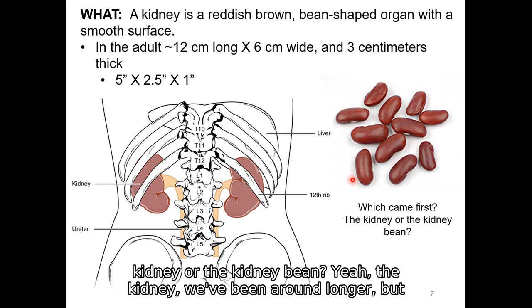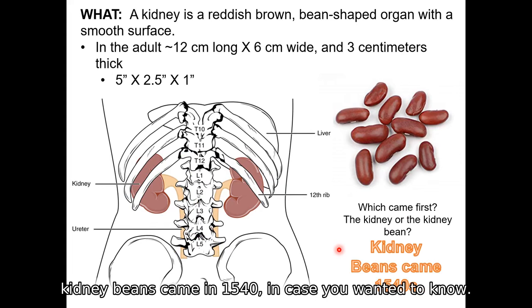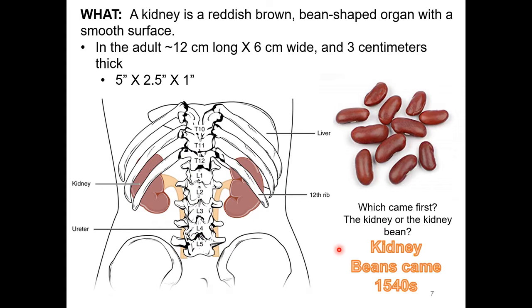All right, which came first, the kidney or the kidney bean? The kidney. Yeah, the kidney. We've been around longer. But kidney beans came in 1540, in case you wanted to know.